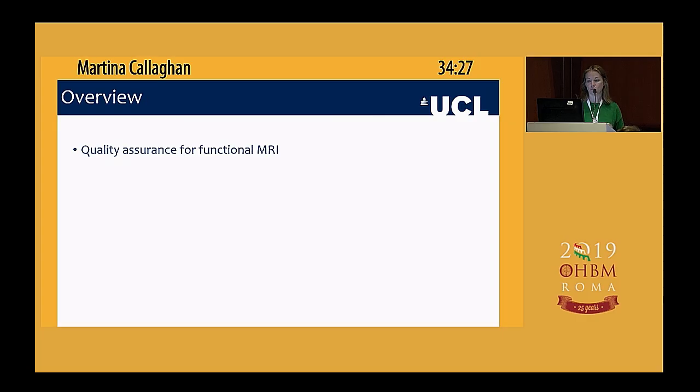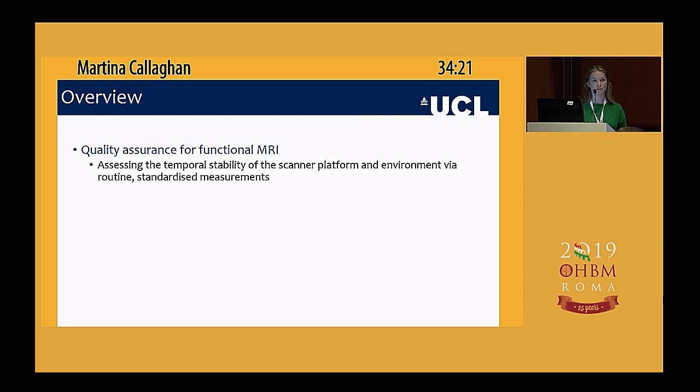So the overview of the presentation today would be, first of all, to look at QA procedures. So here what we're talking about is mechanisms that we can put in place. As Pradeep said, it's process-oriented. So mechanisms that we can put in place to assess the temporal stability of the scanner platform and the environment. And this is via routine, standardized measurements, so things that you're going to do in exactly the same way on a regular basis.